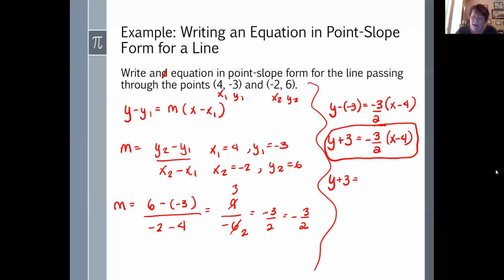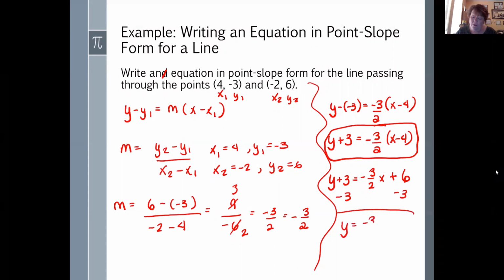Negative 3 halves times x is negative 3 halves x. Negative 3 halves times negative 4 is going to be plus. And you can use your calculator if you can't do that in your head. The 2 will cancel with a 2 and the 4. 3 times 2 is 6. So negative 3 halves times negative 4 is positive 6. All right, so now we're going to move the positive 3 to the right-hand side of the equation by subtracting it from both sides.